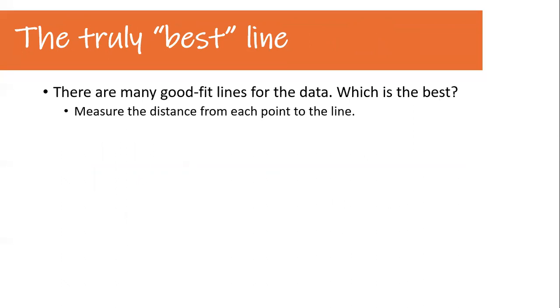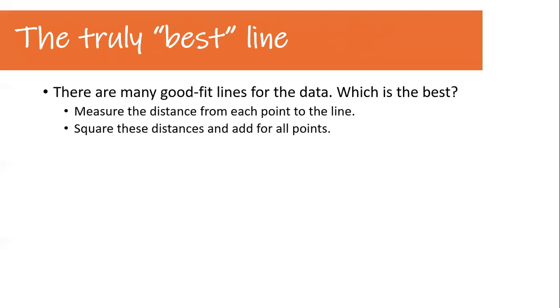So there are many good fit lines for the data. All of the ones you guys would have likely drawn would have been decent fits, but how do we know what's the best? Well, to get the best, we would want to do this every time for any of the good fit lines. We would want to measure the distance from each point to the line itself. This would be called the error term.